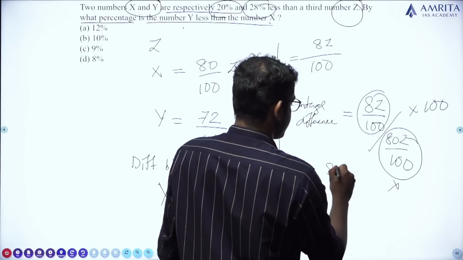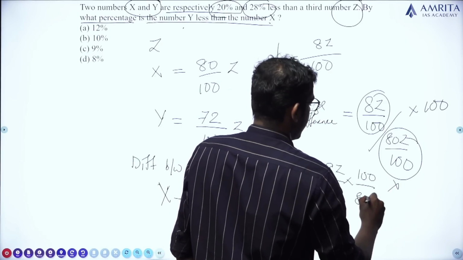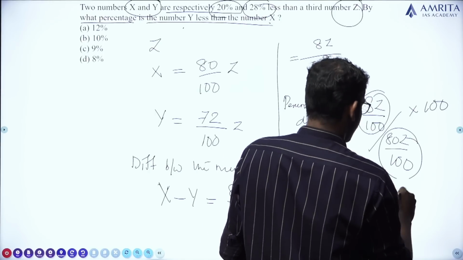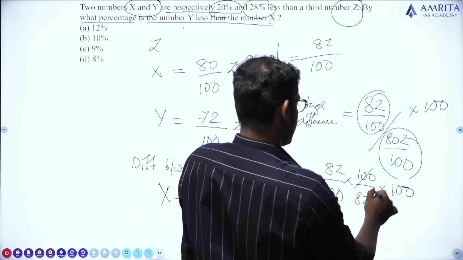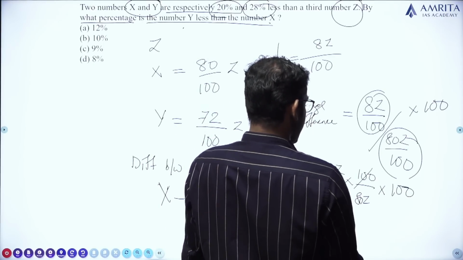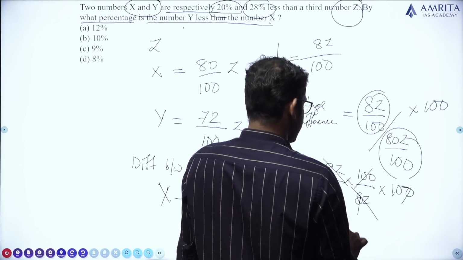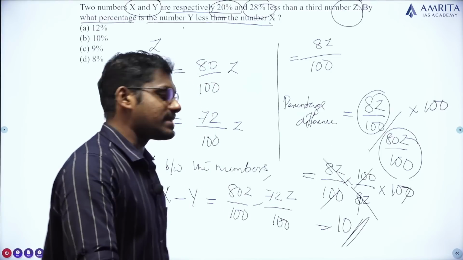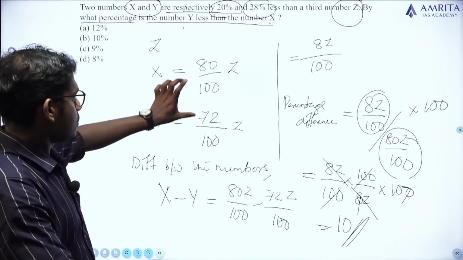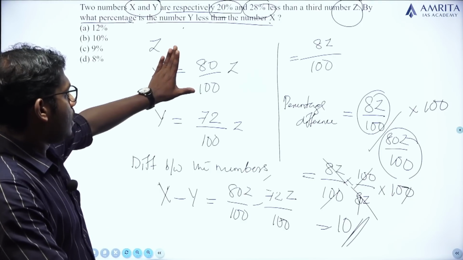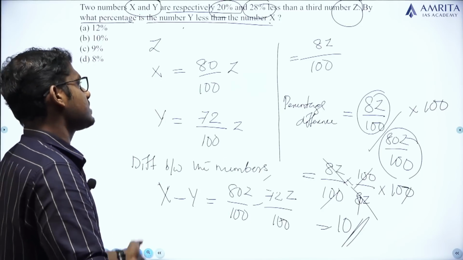So we will get 8Z by 100 into 100 divided by 80Z. 100 will cancel, the 0 will cancel, 8Z will cancel. So the answer will be 10%. So actually the number X is greater than Y by 10%.